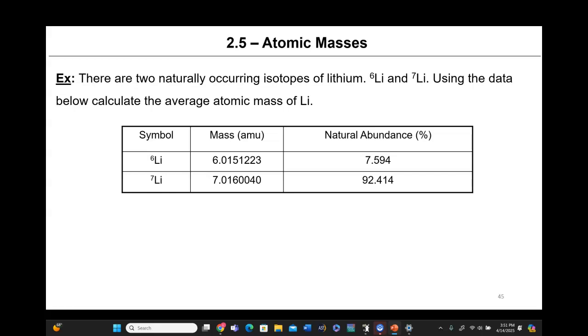So let's look at some examples now. This problem reads, there are two naturally occurring isotopes of lithium, lithium-6 and lithium-7.